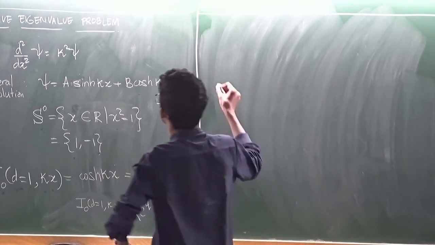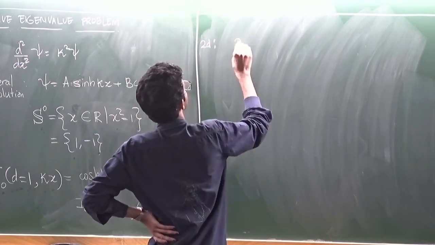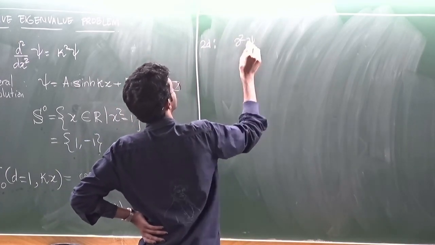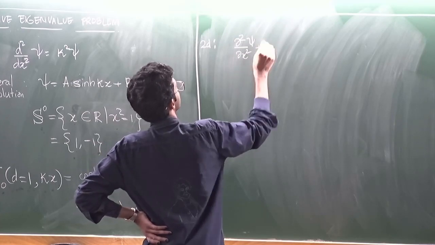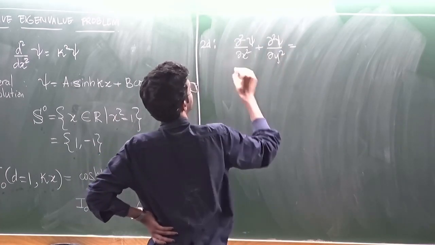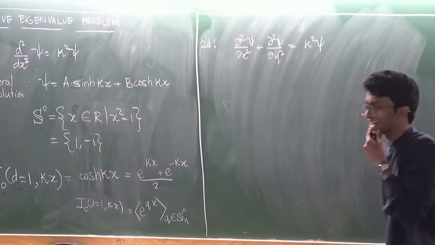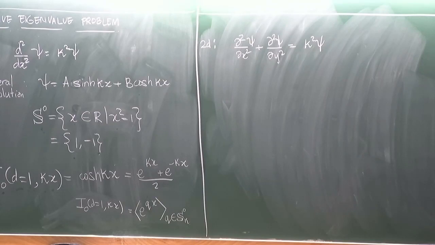Okay, let's do 2 dimensions. 2 dimensions is when we start getting the real complication, because a Laplace equation becomes a PDE, and PDEs are not as easy to solve as ODEs. This is the PDE you must solve, right? Now at first look, it looks very complicated.